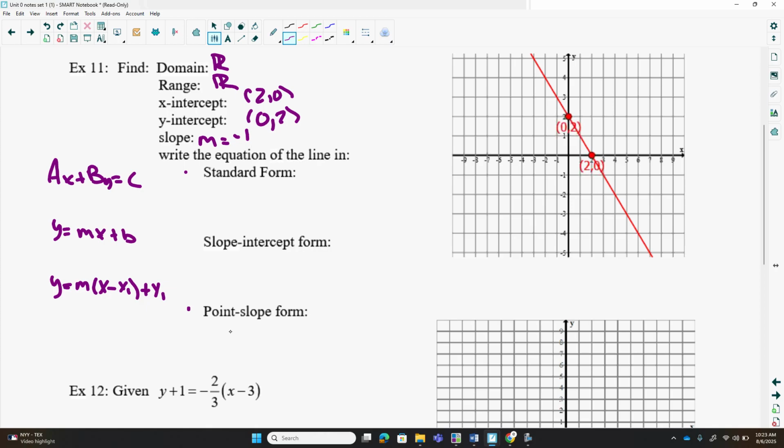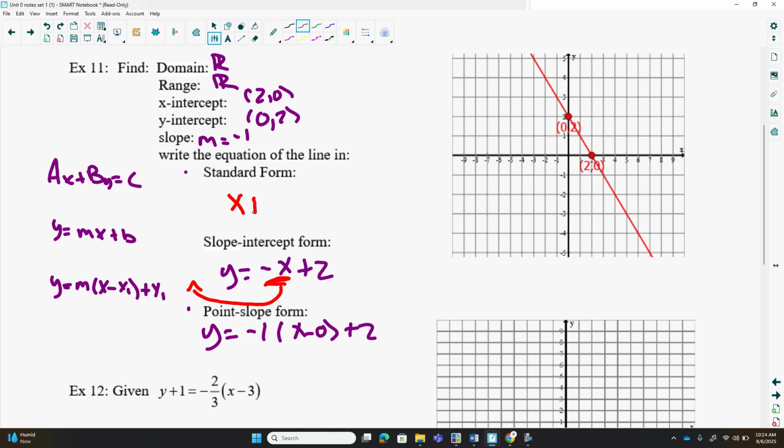Point-slope form: I'm just going to go y equals -1 times x minus 0, plus 2. The next one, slope-intercept form: y equals -x plus 2. Standard form: I have to move the x over to that side. x plus y equals 2. So there it is.